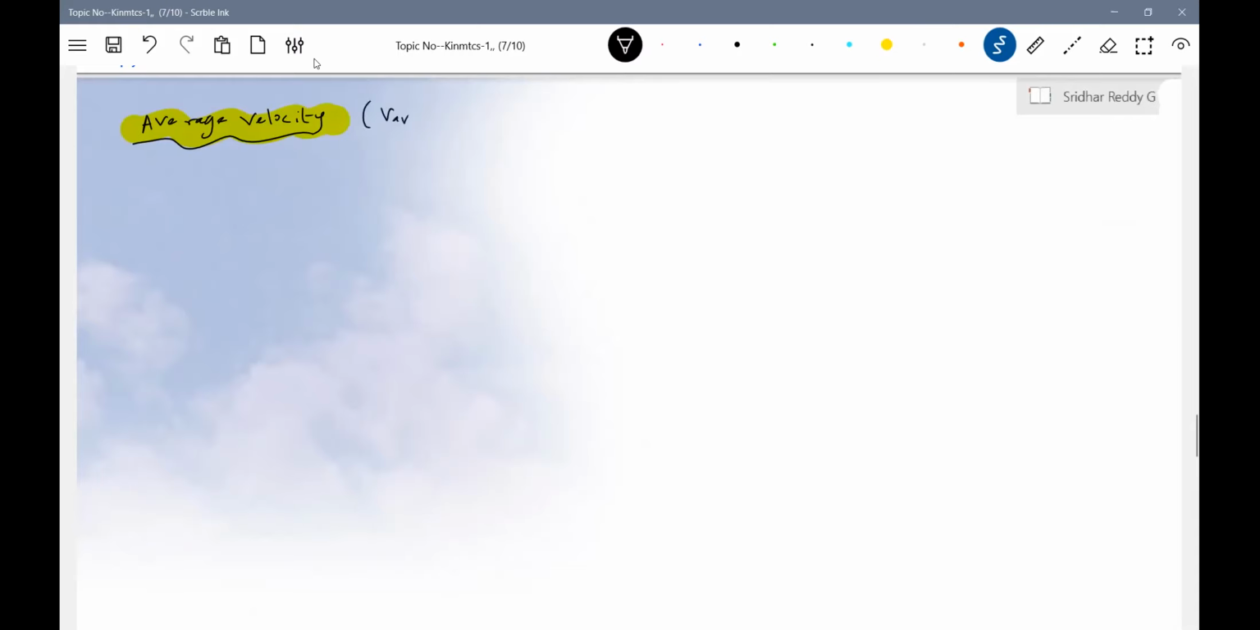The symbol we use is typically like this, with a bar to show that it's a vector quantity. Average velocity is defined as displacement by time taken.